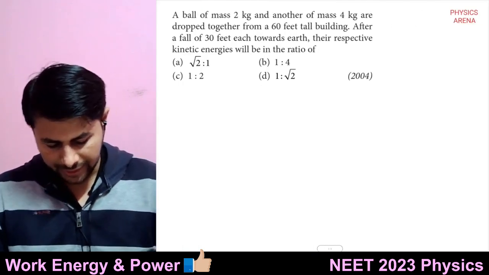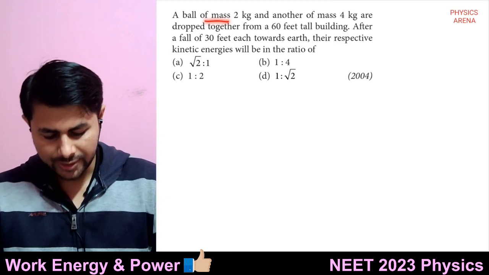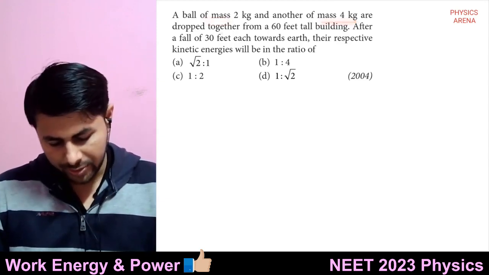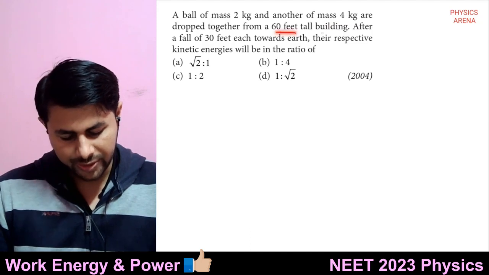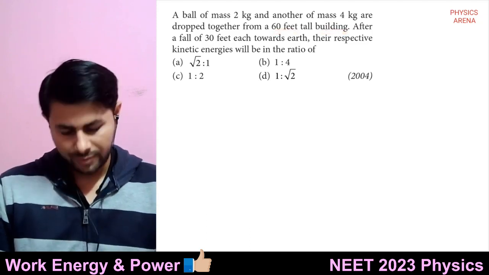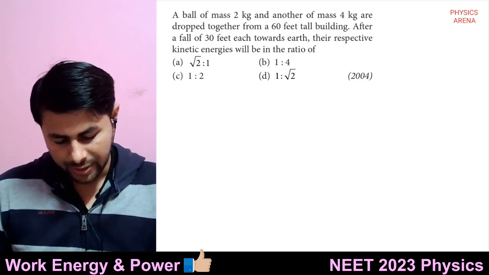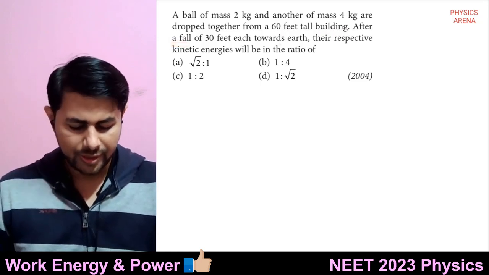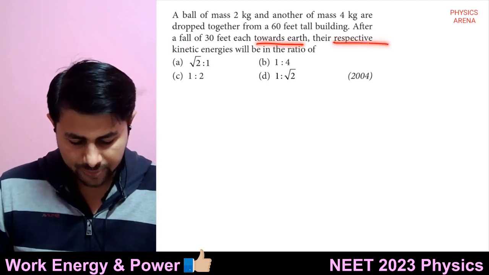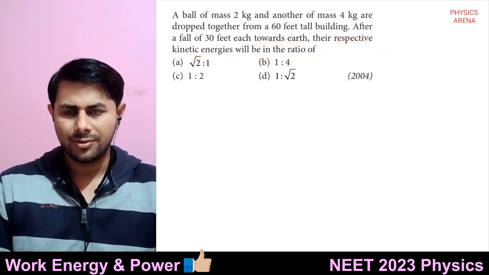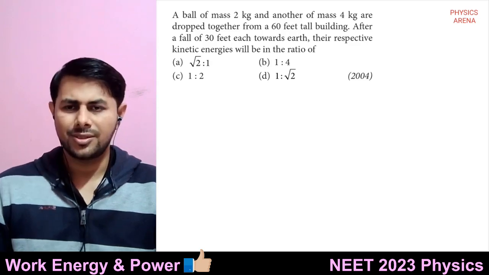So let's see this next question. A ball of mass 2 kg and another of mass 4 kg are dropped together from a 60 feet tall building. After a fall of 30 feet, each towards earth, their respective kinetic energies will be in the ratio of? Tell me. This is simple, right?